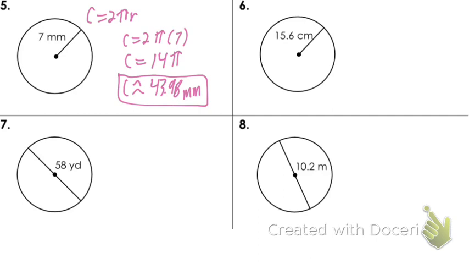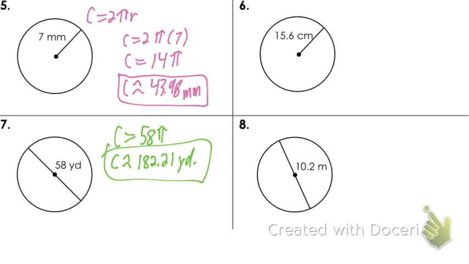All right. On 7, do we have to use the radius? No, what could you use? Diameter. You could say, here, the circumference is equal to 58 times pi. Now, if you wanted to go back a step and say, circumference is equal to 2 times pi times 29, half of 58, you could, right? You'd get here anyway. And what's that end up being approximately on number 7? 182.21. Yeah, 182.21 yards.